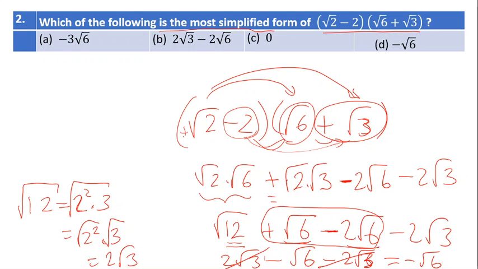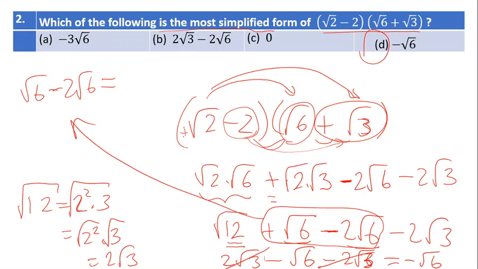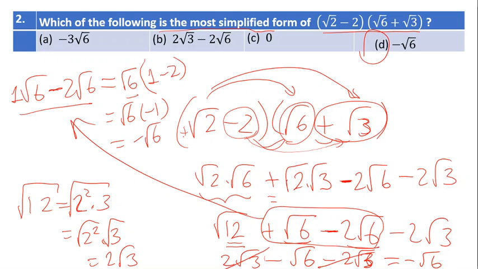So the answer is D. But one thing, if you want to see this clearly, if you don't know what to do here, you can write 1 times square root 6 minus 2 times square root 6. The square root 6 is the common factor, so square root 6 times (1 minus 2). It will be square root 6 times negative 1, and you will end up with negative square root 6.